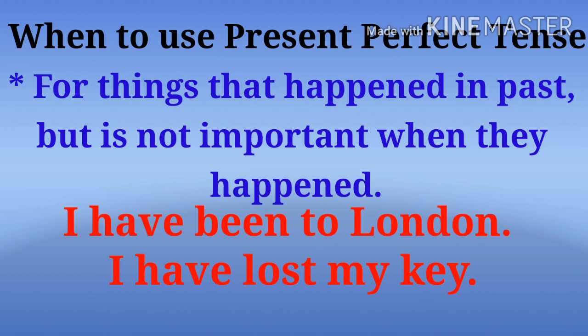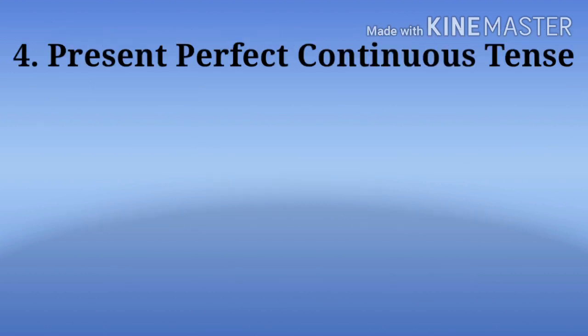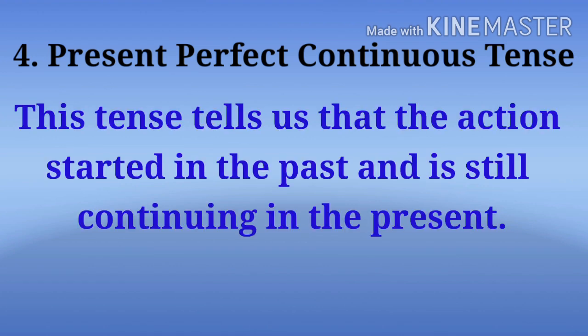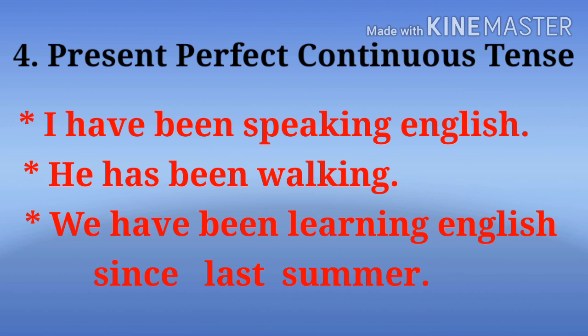Okay, children, now let us discuss present perfect continuous tense. This tense tells us that the action started in the past and is still continuing in the present. I have been speaking English. He has been walking. We have been learning English since last summer. All these sentences are in present perfect continuous tense.